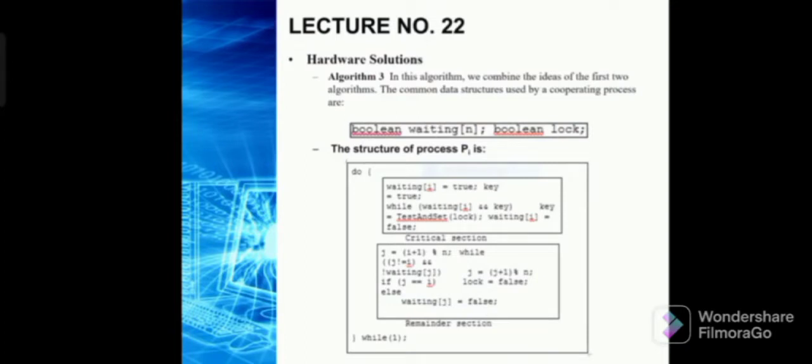Hello, I am Mark Lester Hamela, the next reporter to discuss the topic of lecture number 22, which is the hardware solutions. In algorithm 3, we combine the ideas of the first two algorithms, which is the sample code we have seen on the screen. The common data structures used by the cooperating processes are shown. The structure of process Pi is the do while loop and the while loop statement.